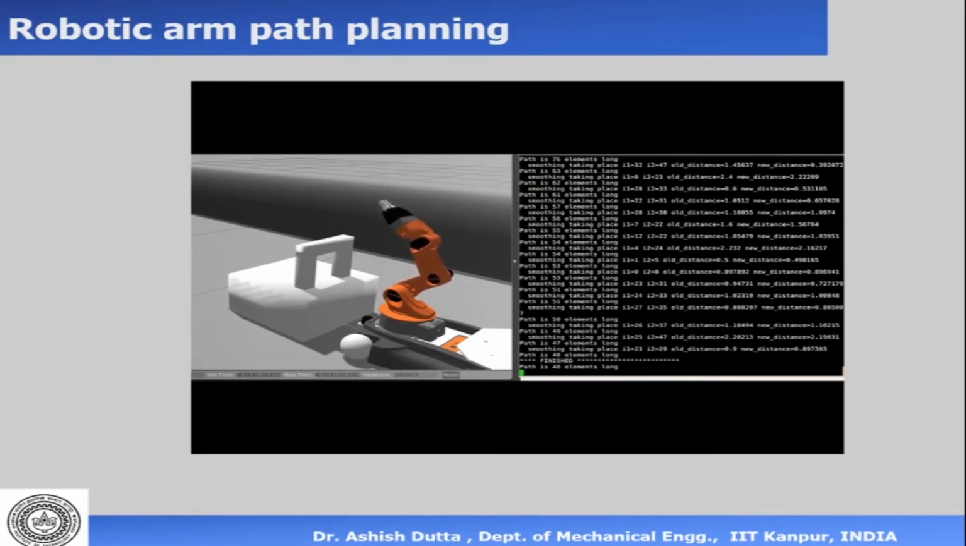Again, the same question: does a path exist? If a path exists, how many paths are there? Then the next question would be finding an optimal path, optimal in terms of time, in terms of path length, maybe in terms of energy. This is the case of a serial arm; the previous one was the case of a mobile robot. Now, it can get more complex than this.